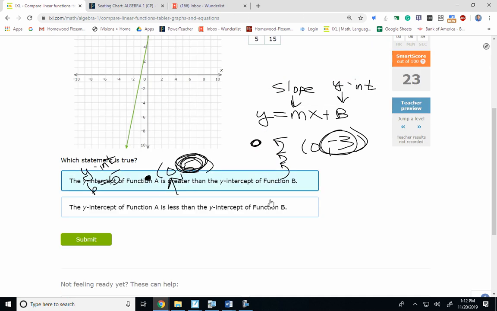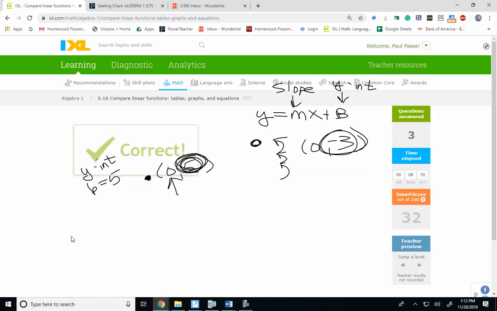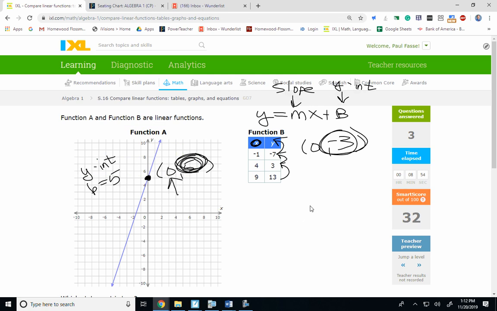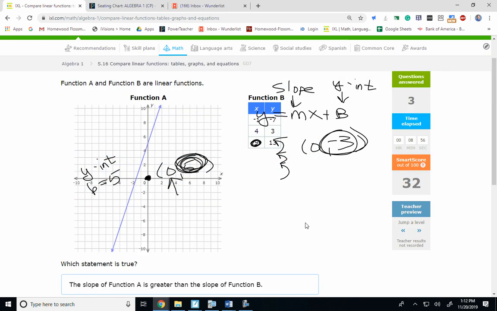Now, because we're not creating the function yet, we're going to have to do some estimates here. Okay, this is another slope problem. I'm going to pause it for a second.